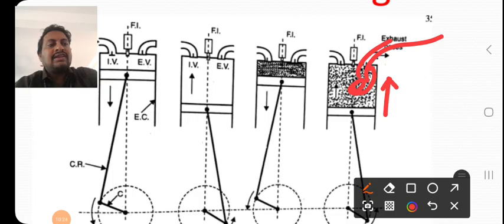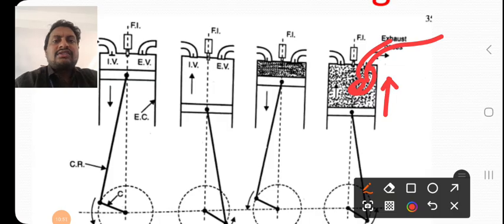During the exhaust stroke, the exhaust valve will be opened. The products of combustion like CO, CO2, sulfur dioxide, and nitrogen oxide will go to the atmosphere through the exhaust valve. During the exhaust, the inlet valve is closed and the exhaust valve is opened.